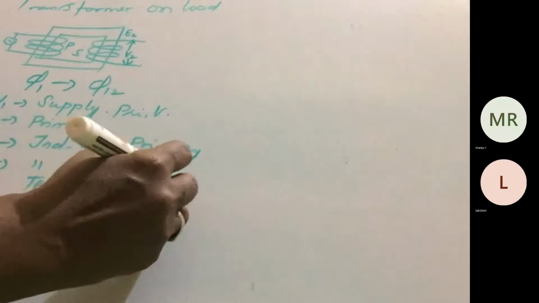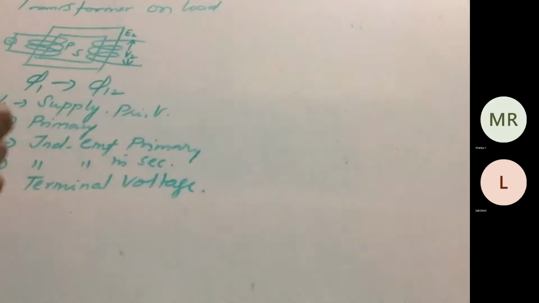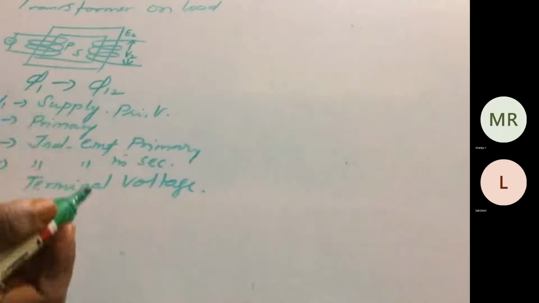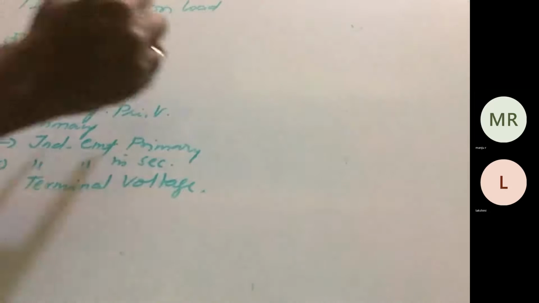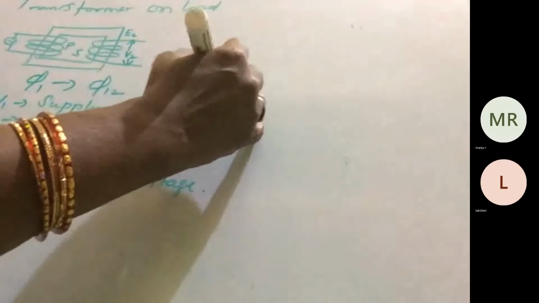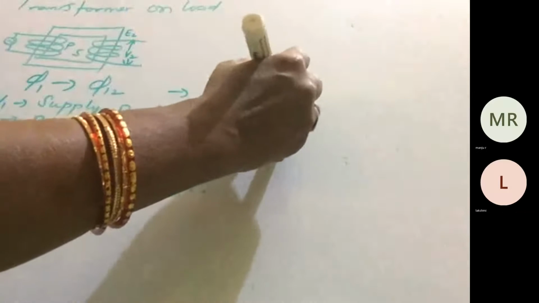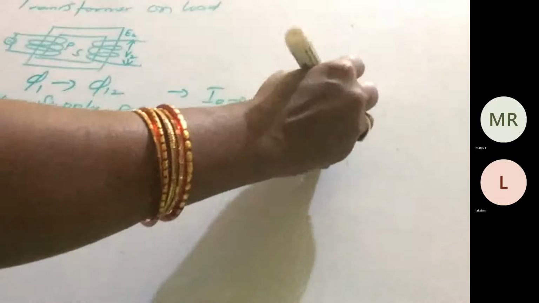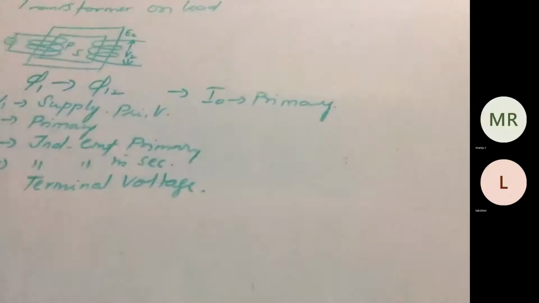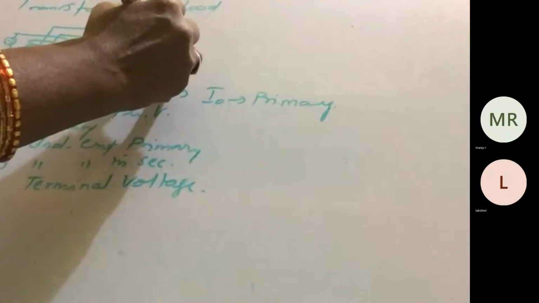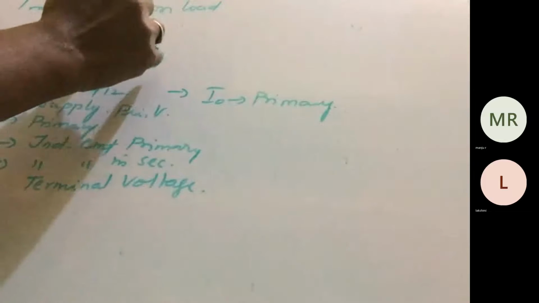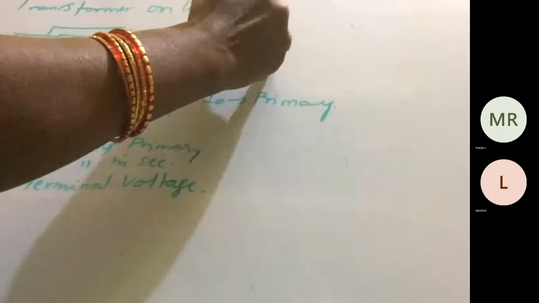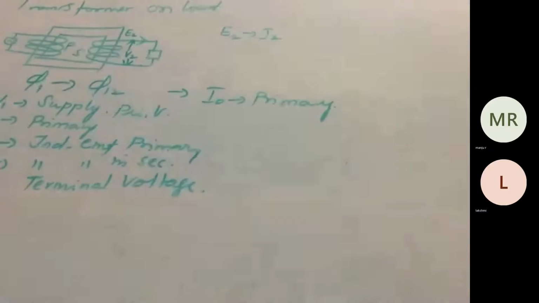When we connect the load across the winding, the current will flow because the circuit will be closed. In the no load condition, the primary current we represent as I0. Now we are connecting the load across the secondary. So what happened? Due to E2, the current I2 is produced.